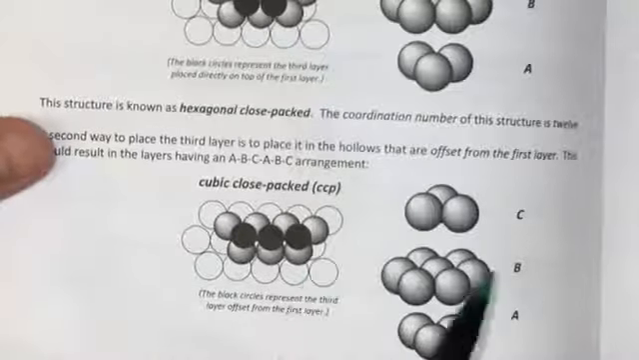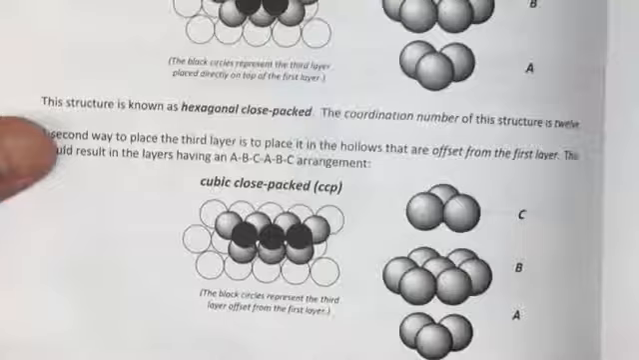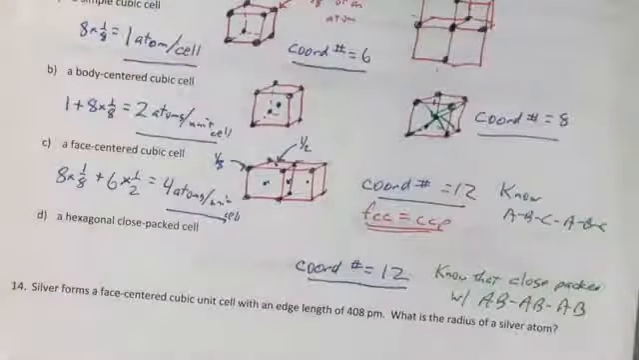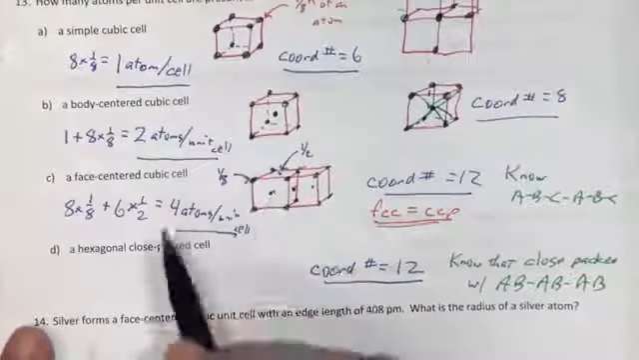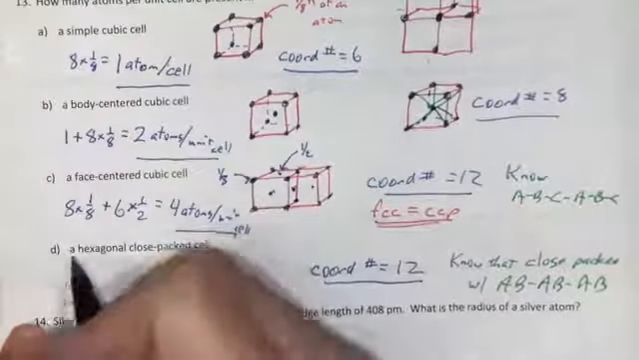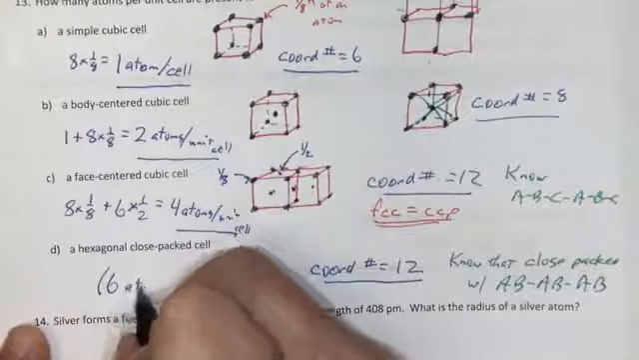Now it's hard to see looking at this angle that this is the same as a face-centered cubic, but you need to know that it is a face-centered cubic, and that the coordination number is 12. Now, the number of atoms per unit cell, I'm just going to put in parentheses that for hexagonal close packed, there are 6 atoms per unit cell.